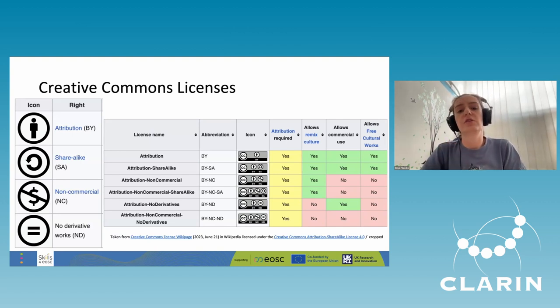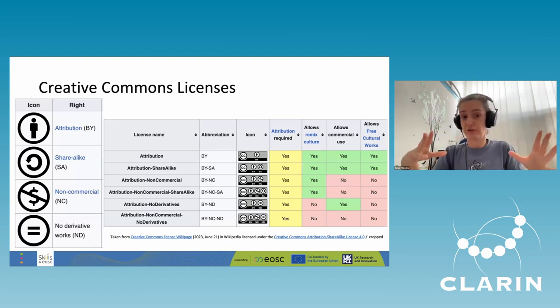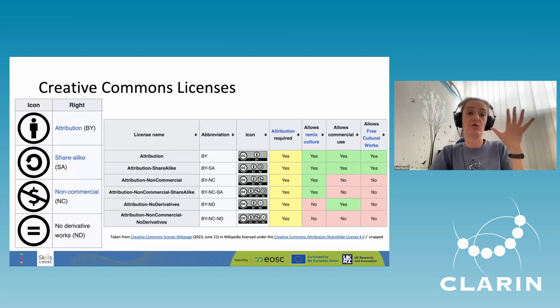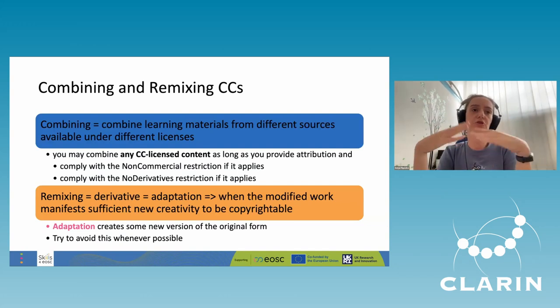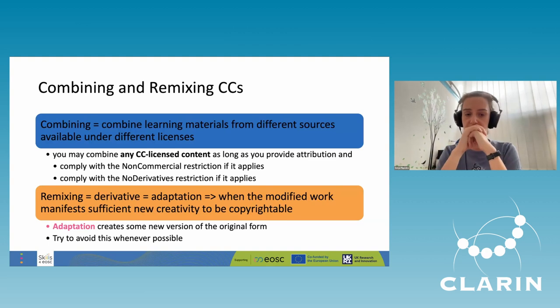And if you're using something with a share alike license, you need to be careful if you reuse a lot of this material. For example, you take a whole course, which is share alike, and then you make some adaptations, changes in order to generate a new version that you will use for some training. In that case, the license of your content needs to also be share alike. It cannot be something else.